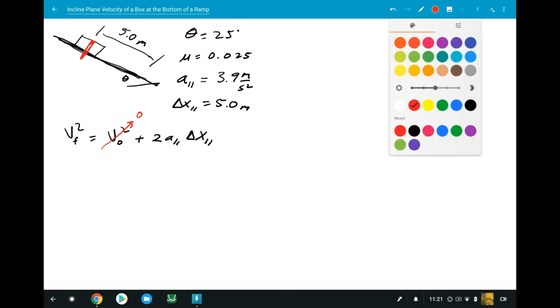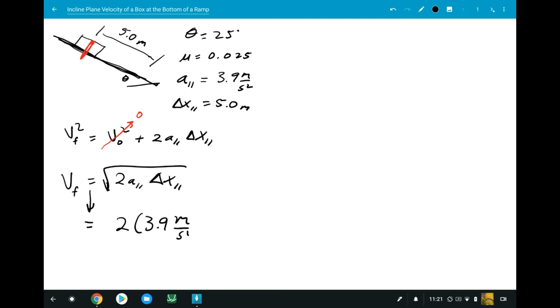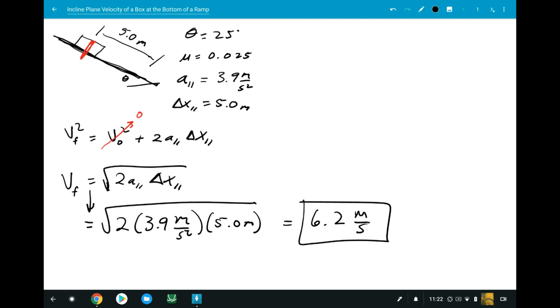Well, that now becomes pretty straightforward because it's just a square root problem. v final is equal to the square root of 2 a parallel times delta x parallel. So let's just plug in our values: 2 times 3.9 meters per second squared times 5.0 meters, square root that, and the answer is 6.2 meters per second. That is the velocity at the bottom of the ramp.